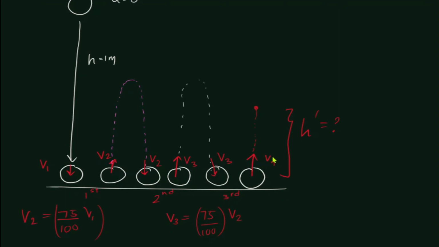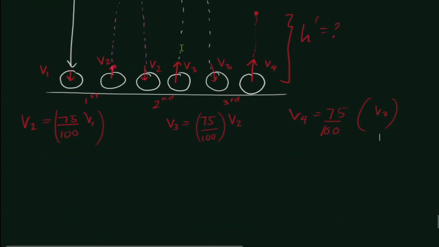So what is v4 now? V4 is also 75% of v3. To solve this question we need v4, so I'm going to find v4. What is v4? 75 out of 100 of v3. What is v3? V3 is once again 75% of v2. What is v2? V2 is 75% of v1.